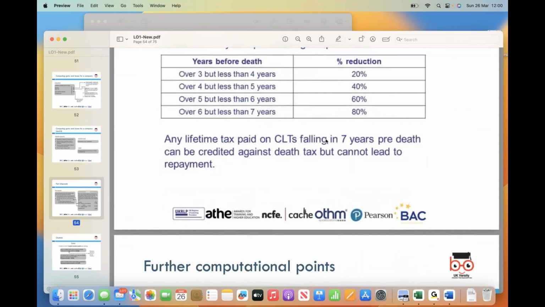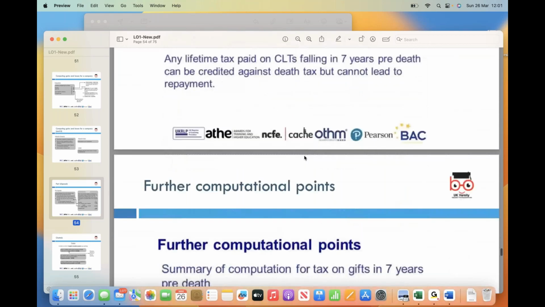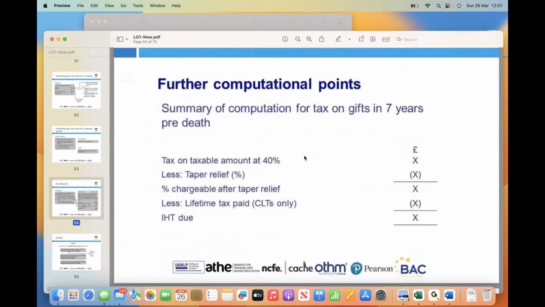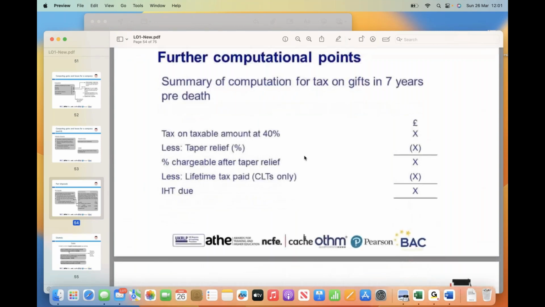So any lifetime tax paid on CLTs falling in 7 years pre-death can be credited against death tax, but cannot lead to repayment. And a further computational point for tax on gifts in 7 years pre-death: taxable amount at 40% less taper relief, chargeable after taper relief or any relief, then less lifetime tax paid on the CLT, and inheritance tax due.